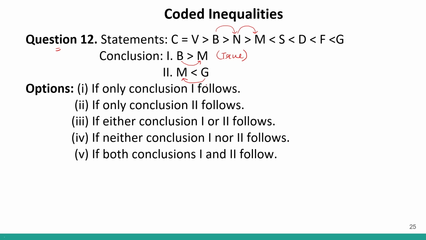Next is G is greater than M. So we will move from G to M. Over here, I can see G is greater than F, F is greater than D, D is greater than S, and S is greater than M. So I can easily proceed from G to M. That means this is also true. So my answer will be that both conclusions 1 and 2 follow. Therefore, my answer will be option number 5. Correct?